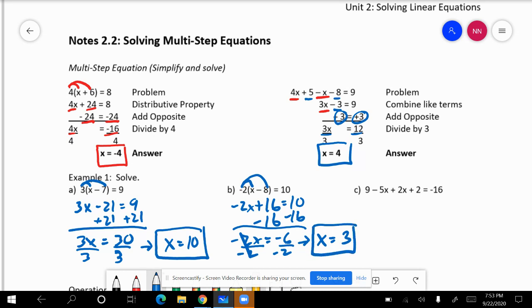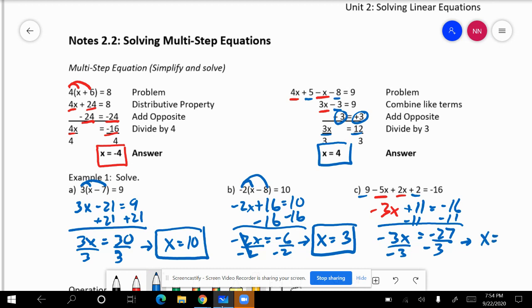Now, when we're looking at letter C, notice that this is different. We don't have parentheses. We're going to add the like terms. So negative 5x and 2x is negative 3x. And then what we have is 9 and 2, which is 11. We subtract the 11, and we get negative 3x is equal to negative 27. We divide by negative 3, and we get x is equal to 9.